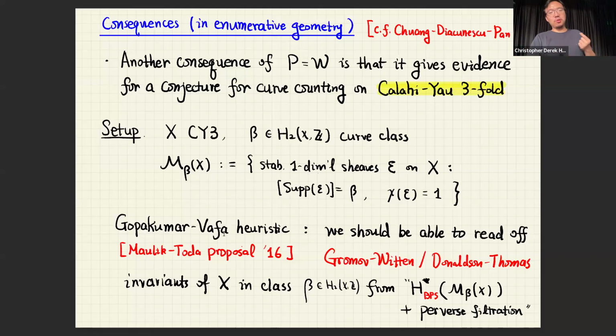And the Gopakumar-Vafa or Maulik-Toda proposal is that the all genus Gromov-Witten invariants should be read off by considering just two things. One is the cohomological theory for this moduli space. I'm here writing down, it's a slightly technical thing, which I read as BPS cohomology, but for today's talk, it will be just the singular cohomology. So the cohomology of this moduli space together with an extra structure, which is the perverse filtration. So you have a filtered graded vector space, and from which you can read off all the Gromov-Witten or Donaldson-Thomas invariants.